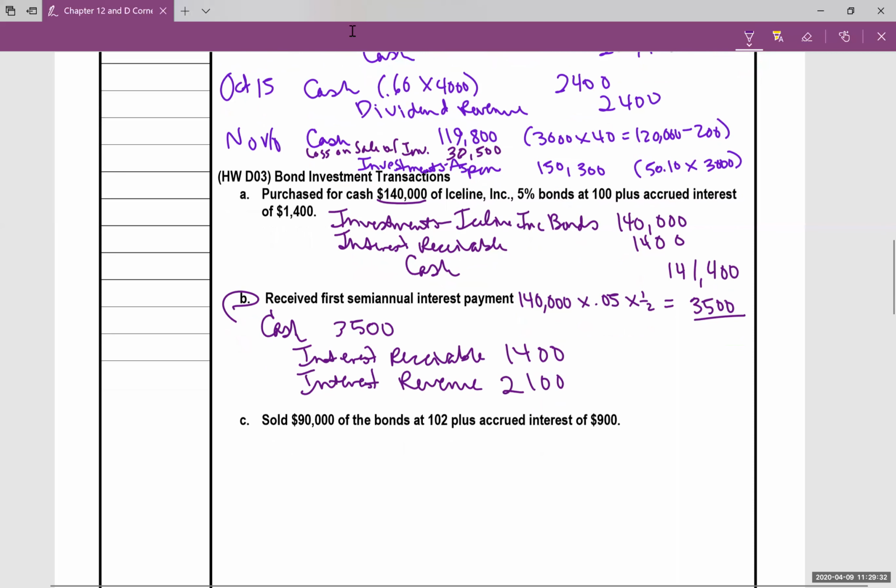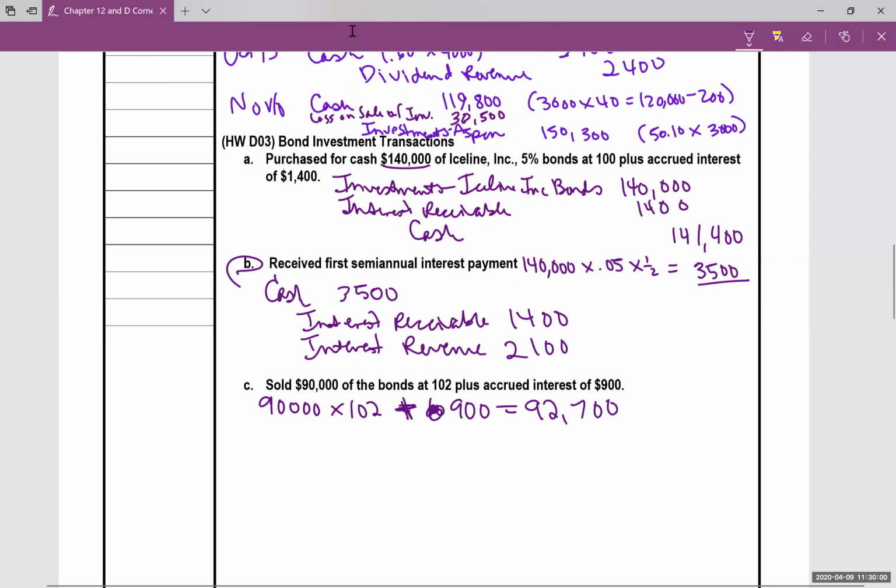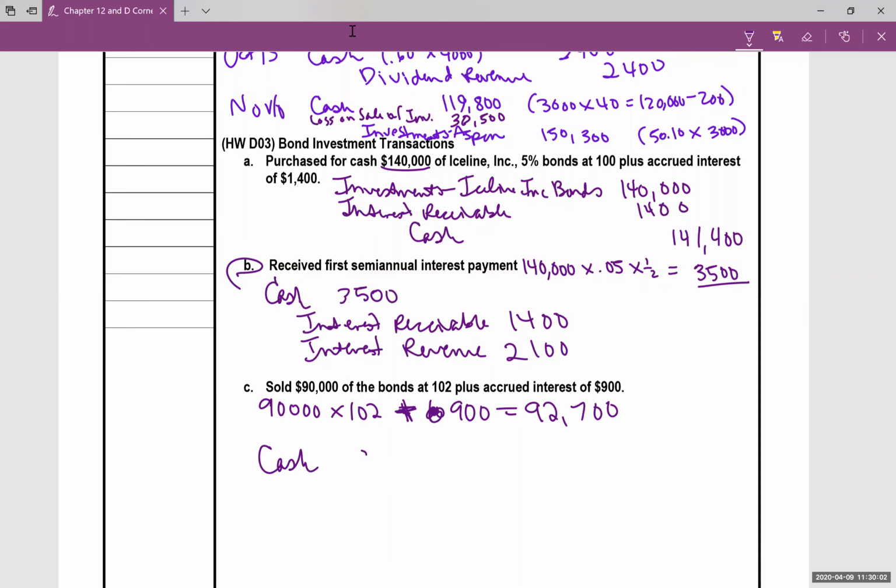All right. Then they sold 90,000 of the bonds at 102 and accrued interest. Well, let's take 90,000 times 102%, and let's tack on that $900 as well. Once you do that calculation, you're going to end up with $92,700. Okay, so the cash they received is $92,700.